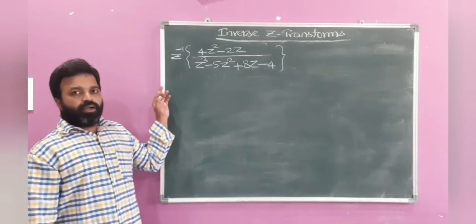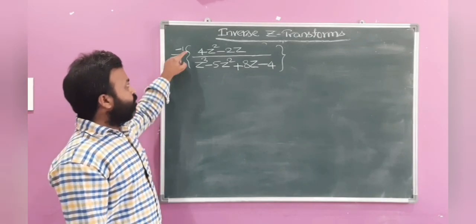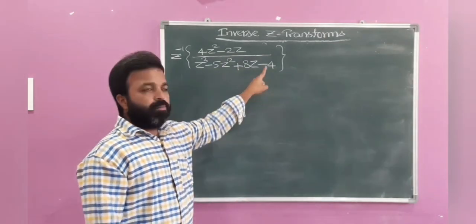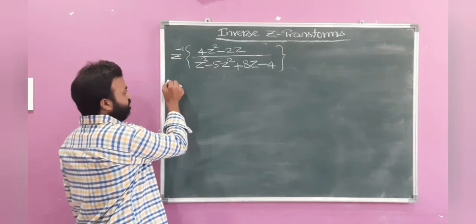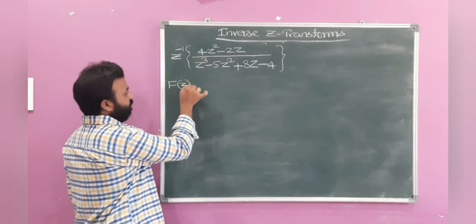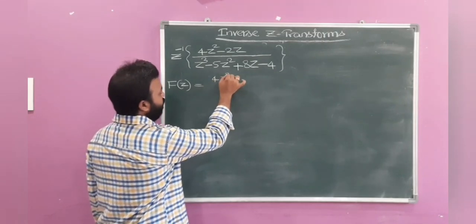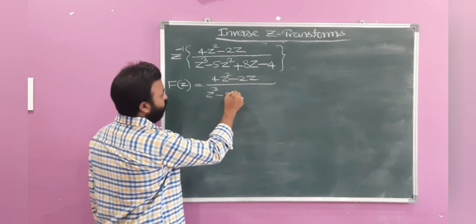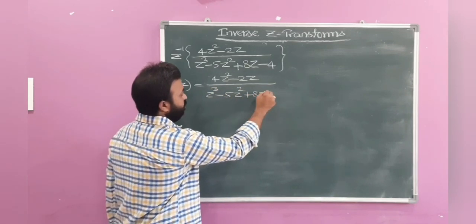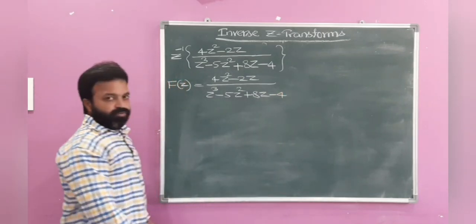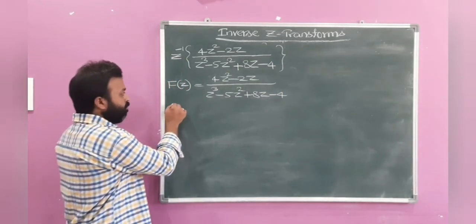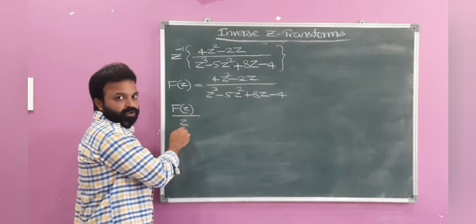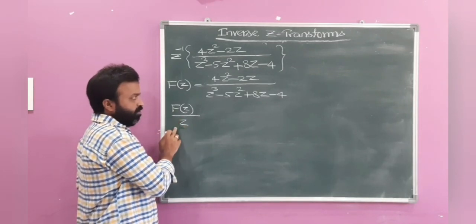Now we will see another one: Z inverse of 4z square minus 2z by z cube minus 5z square plus 8z minus 4. Let us take this as f of z. So f of z equals 4z square minus 2z by z cube minus 5z square plus 8z minus 4. Then we rewrite this equation in the form of f of z by z, by taking z common in the numerator and cross multiplying to the left side. Then we have f of z by z here.